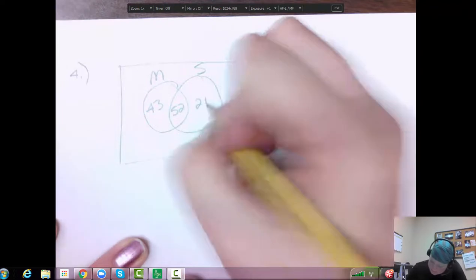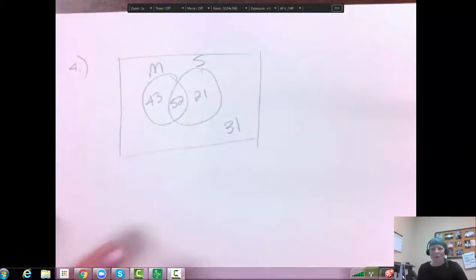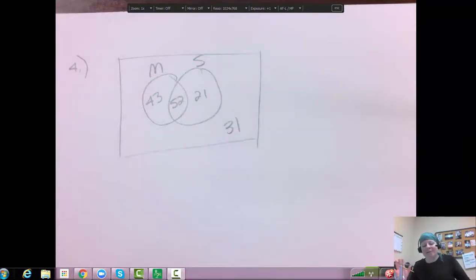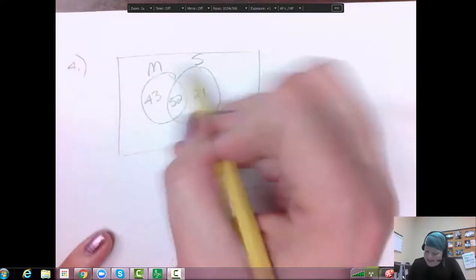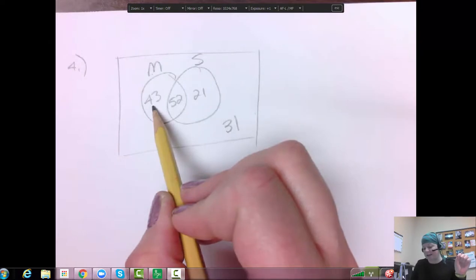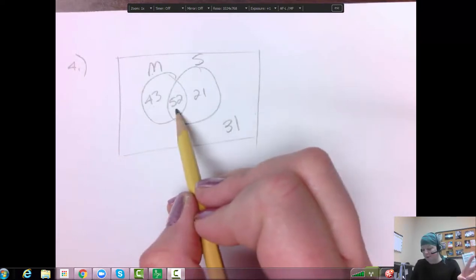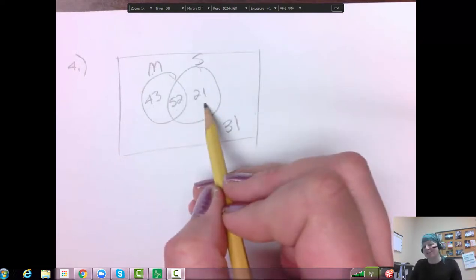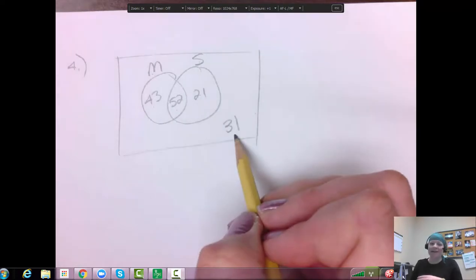Let's fill out these numbers real quick. What do all these mean? So you do have some problems that have these, and I'm not so worried about you being able to figure out the probability of them. I'm more worried that you know how to read the graph. So math, science, this is the number of people who are just in a math class. This is the number of people in both. This is the number of people just in science, and this is the number of people in none of them.